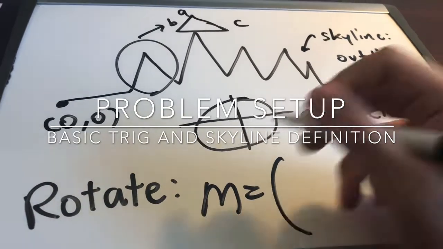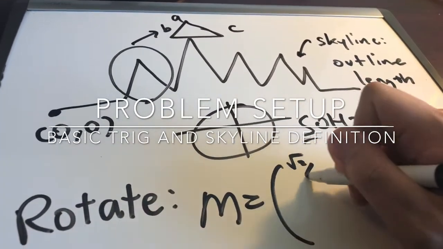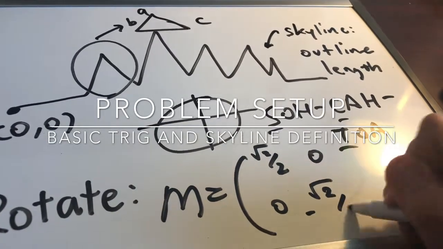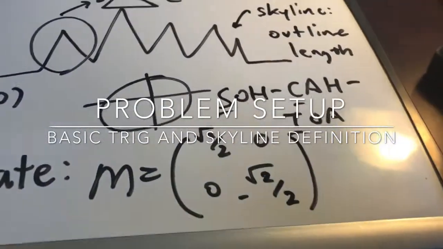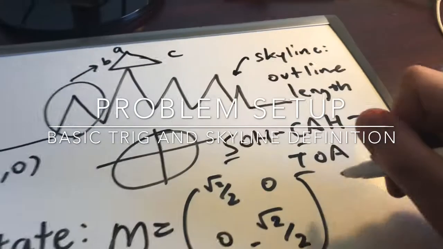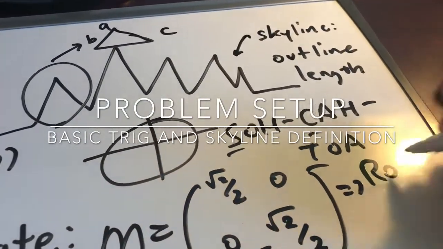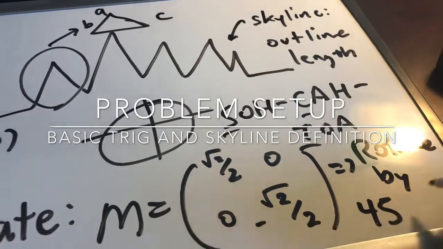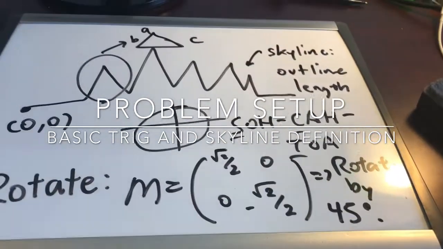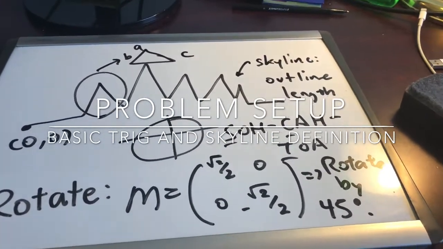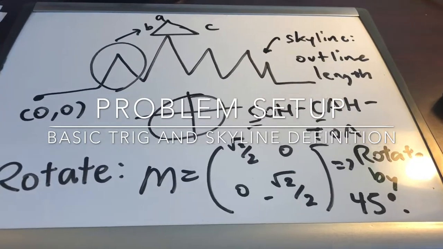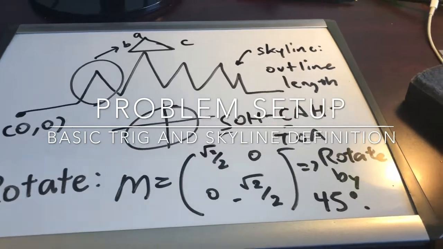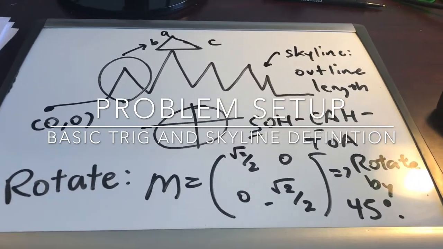M equals root 2 over 2, 0, 0, and negative root 2 over 2, which in very simple layman's terms means you basically rotate by 45 degrees, or perpendicular, but first you rotate by 45 degrees every time you draw a new skyline. So this is very similar to drawing a cool Koch curve, which I will show later in the comments.